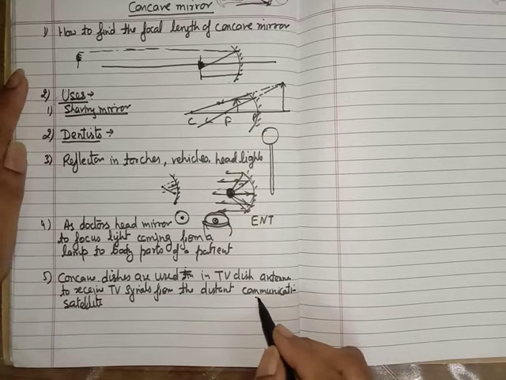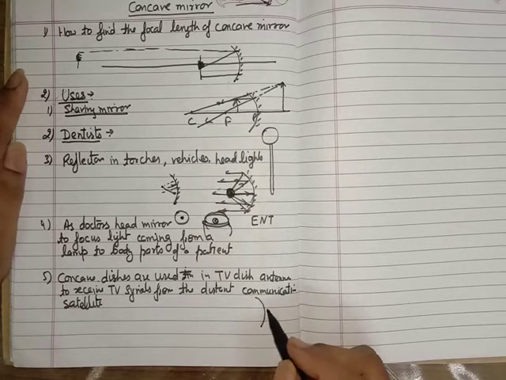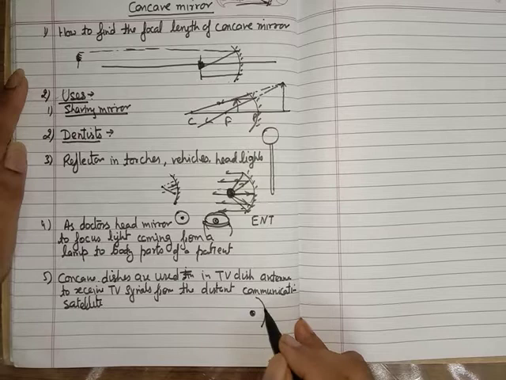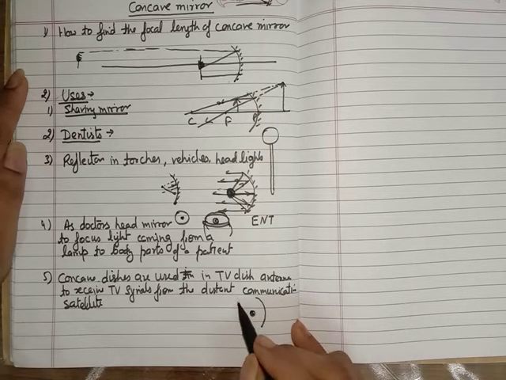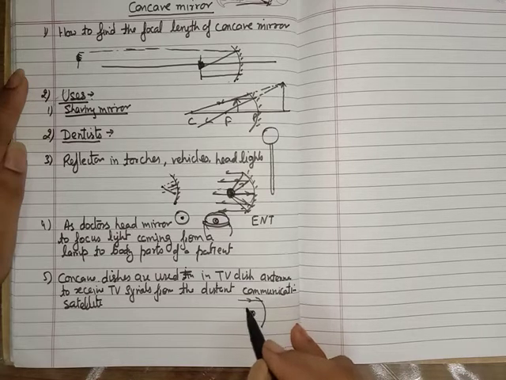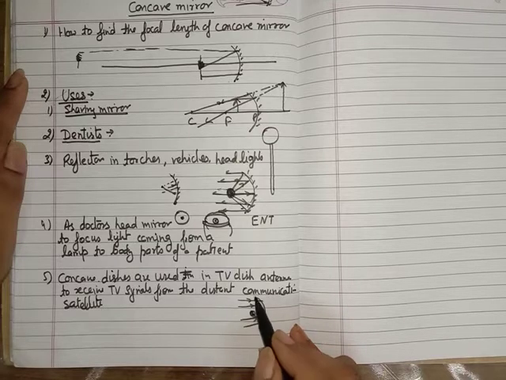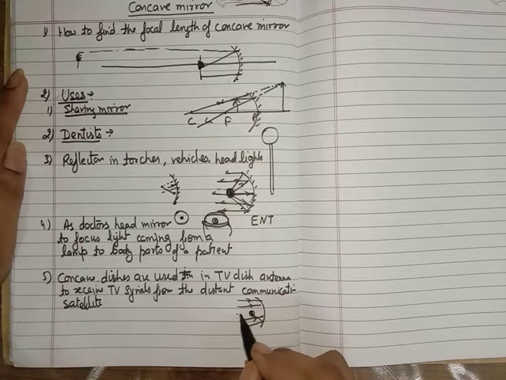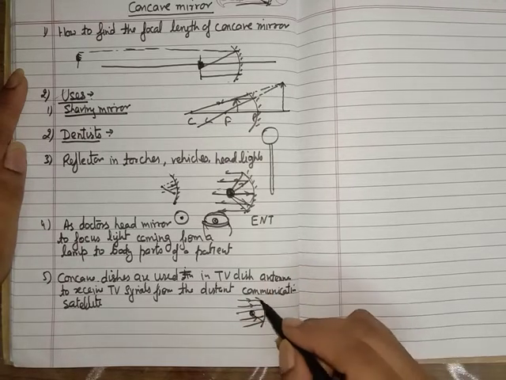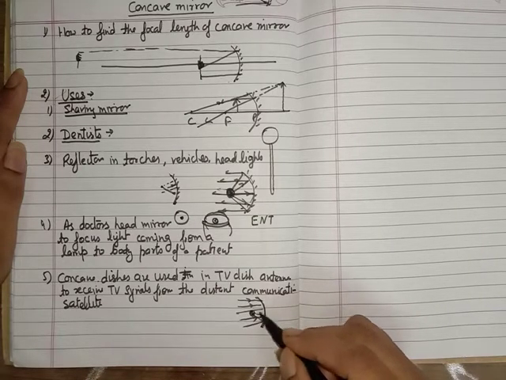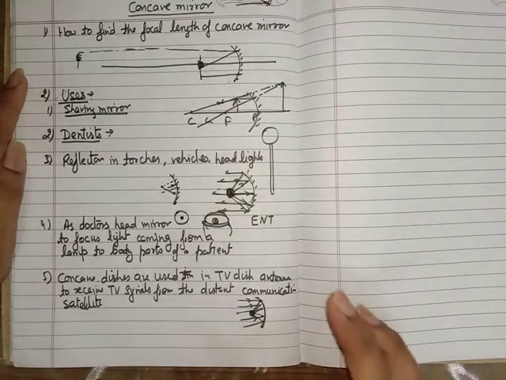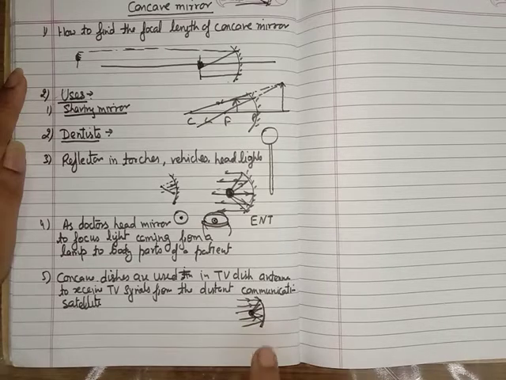You have seen in our home that this is the shape of the dish which we use, and this is the antenna which is placed at the focus of this concave face. So what will happen, all the signals which are coming from the surroundings to this concave side are reflected to the antenna, so that we can get strong signals on the TV to run our TV.